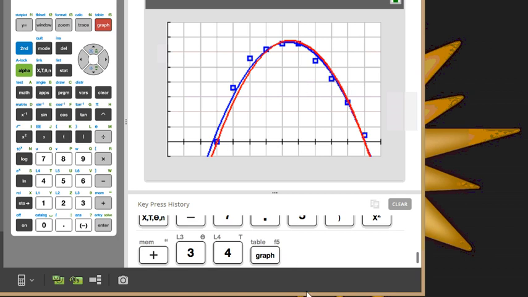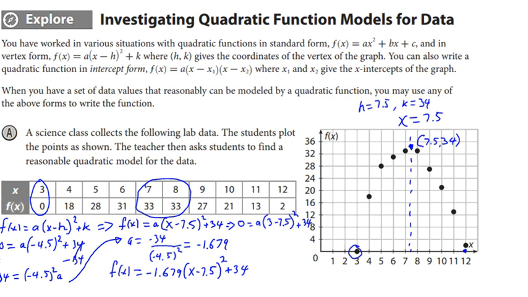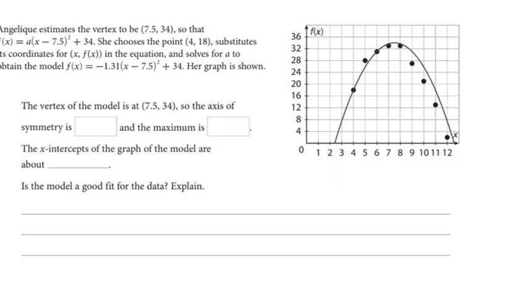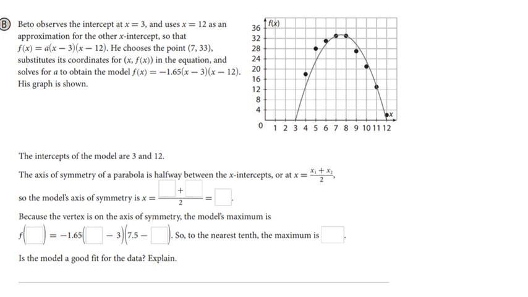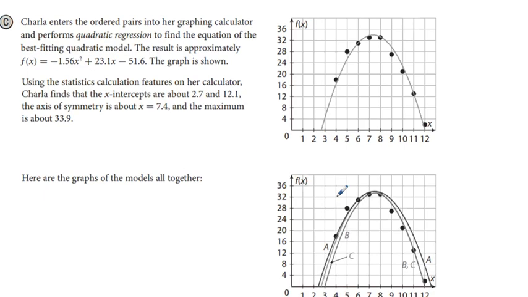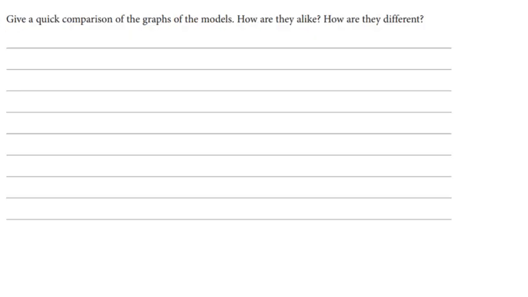Okay, next, I'm going to just box this in. The examples they give in the book have some examples of Angelique and Beto and Charta, and the various models they have. Now these are from the book. I think the one that I did is just as good as any of these, but I don't want to make it super long, so I don't go over all these.